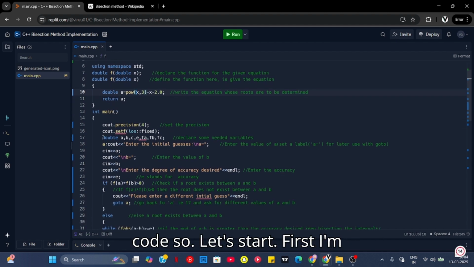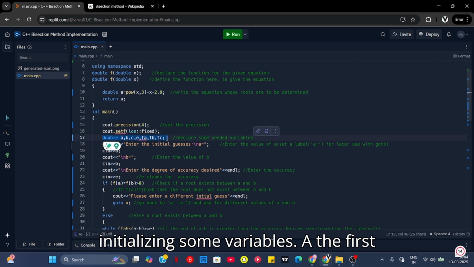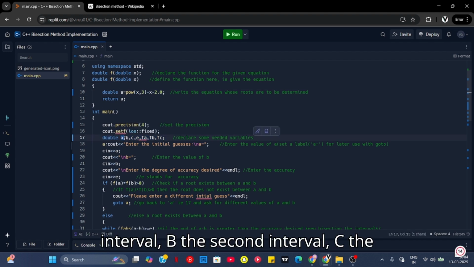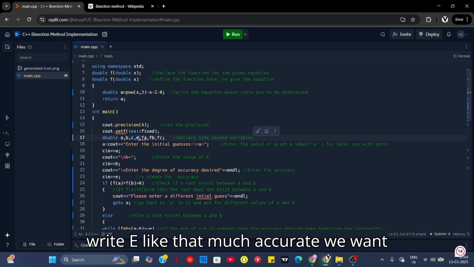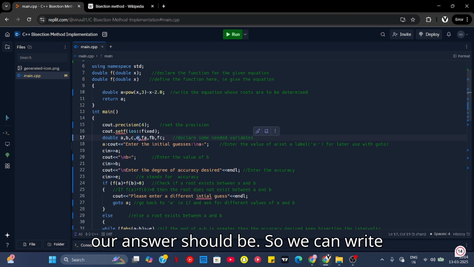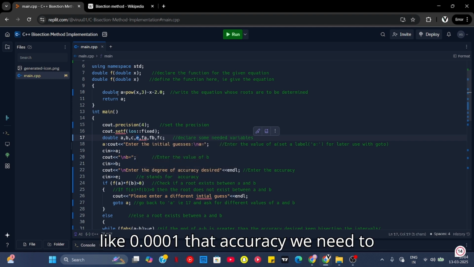So let's start. First, I'm initializing some variables: A, the first interval; B, the second interval; C, the midpoint; and E, the accuracy. It's not important that we will get exactly 0, but we can write E as however accurate we want our answer to be. So we can write something like 0.0001. That accuracy we need to maintain.